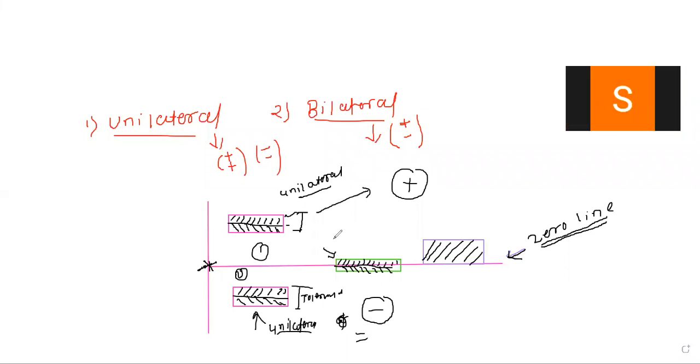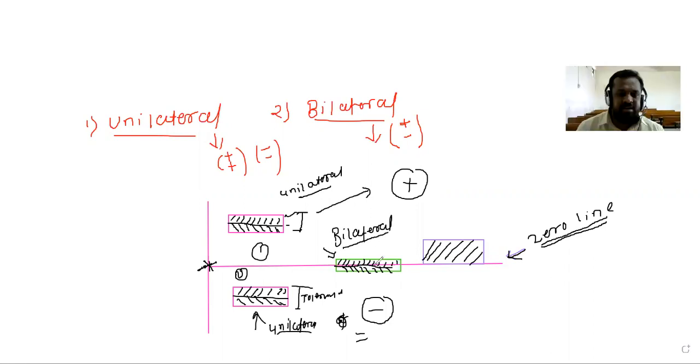Bilateral. Why is it bilateral? Because we are showing this tolerance zone like here. This is the plus area. In the plus area also we are showing, and in the negative area also we are showing. Means above the zero line, above the basic line also we are showing, and below the basic line also we are showing. So it is bilateral.